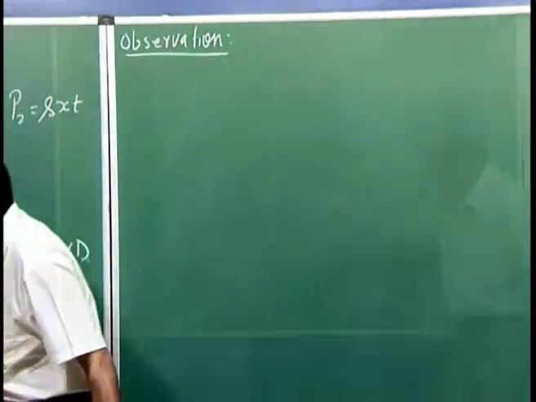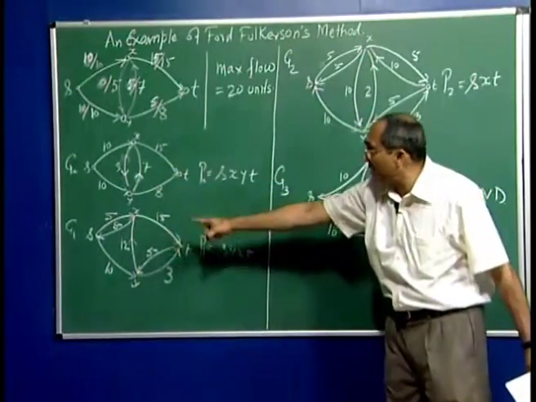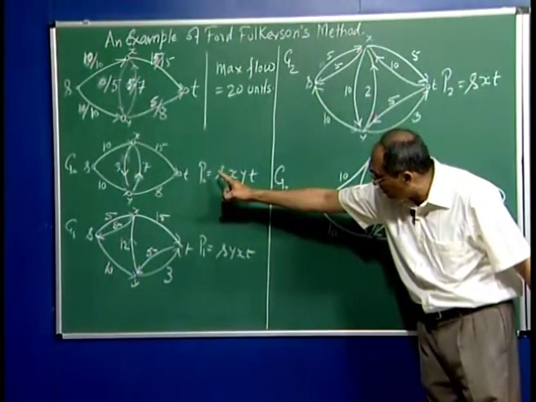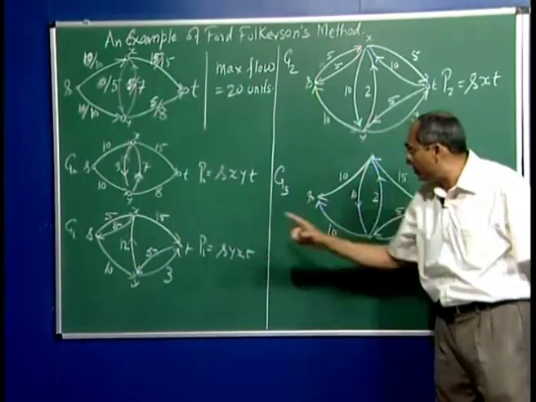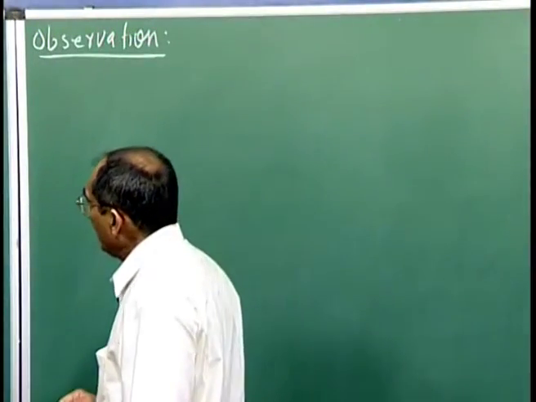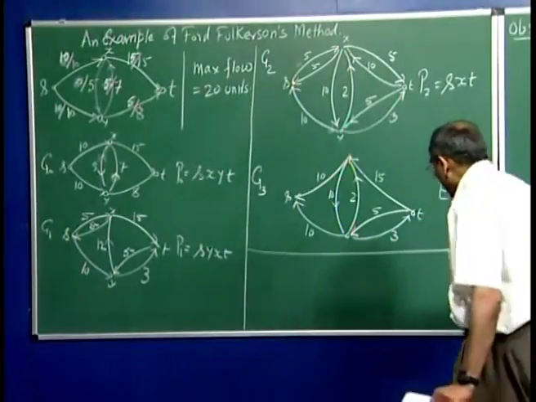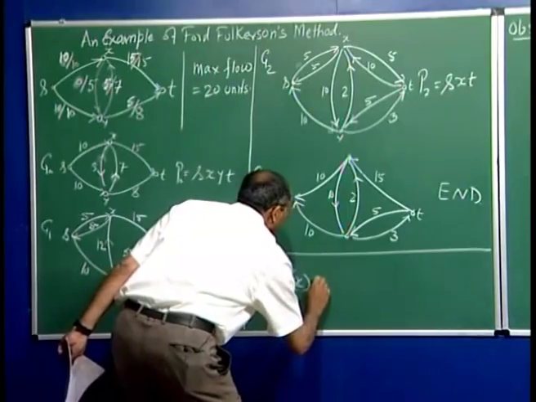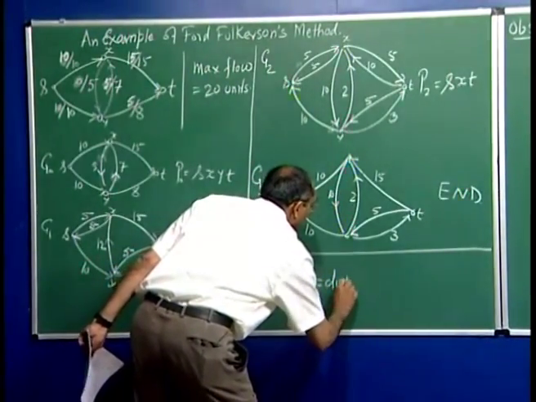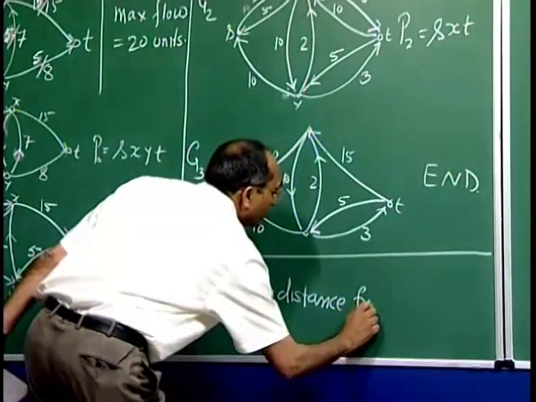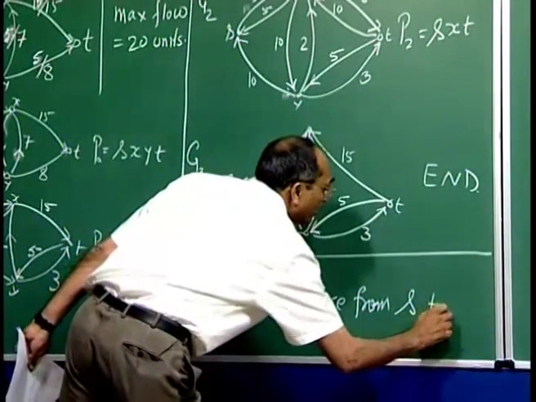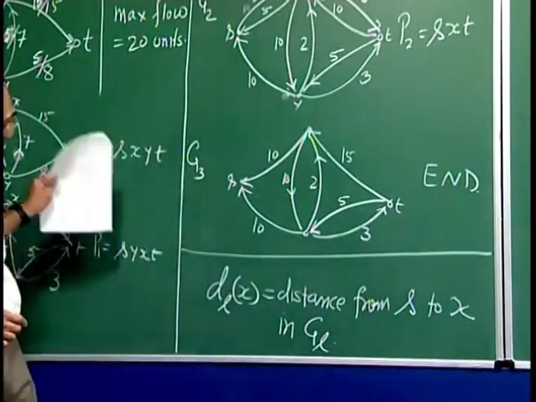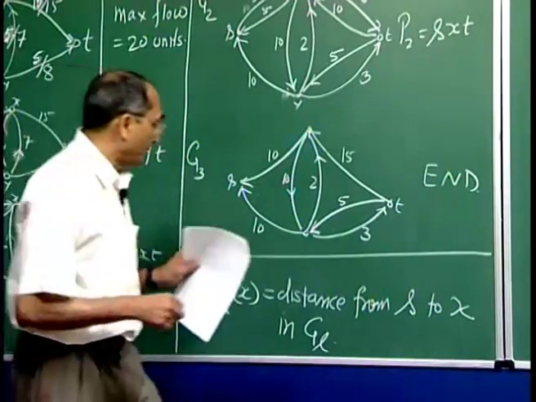Our notations, first of all, we will denote the successive residual graphs by G0, G1, G2, G3. The respective paths computed are P0, P1, P2, etc. And one more notation I will use: dl x to denote distance from S to vertex x in graph GL. These are the three notations I need from now onwards.